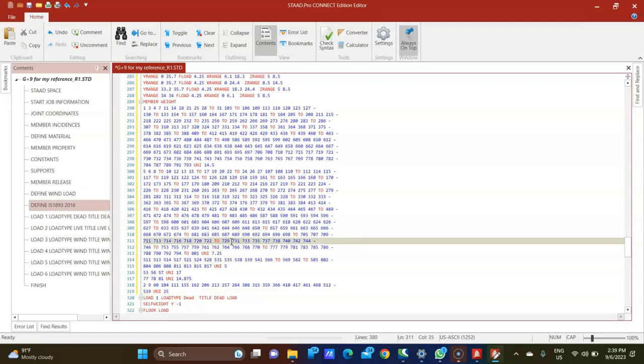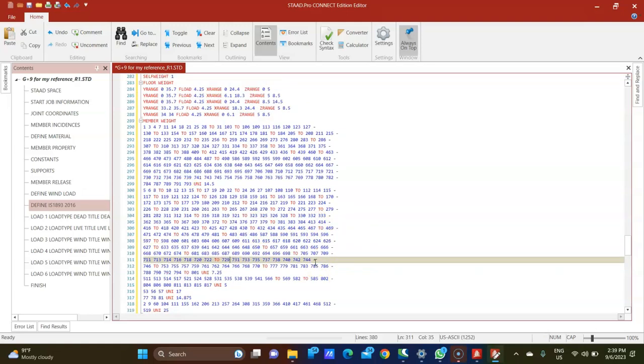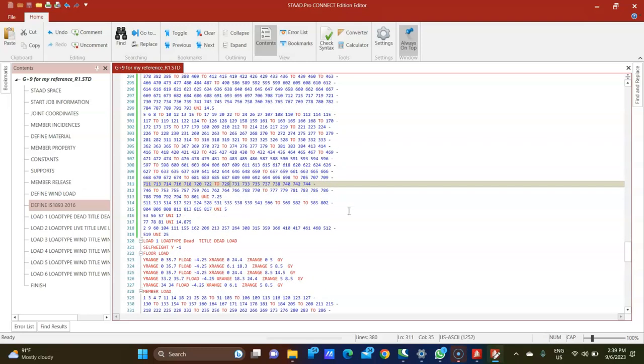Fine. So please check if I left anything or not. First value, second, third, fourth, fifth, like that. I believe that all the member load has been replaced by the member weight, without sign and without directions. Fine. So 100% is going over.